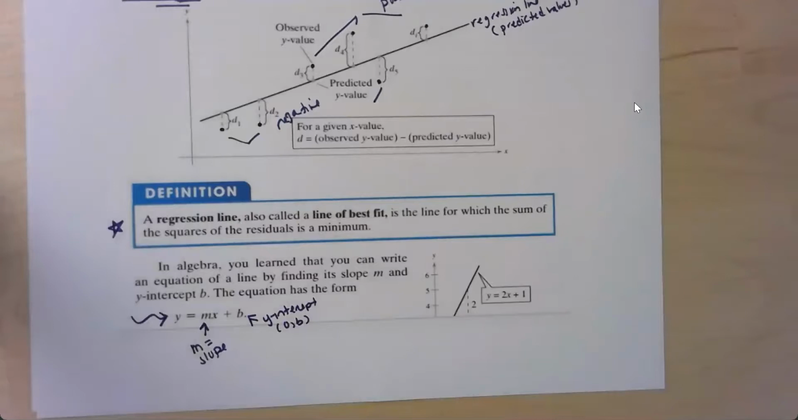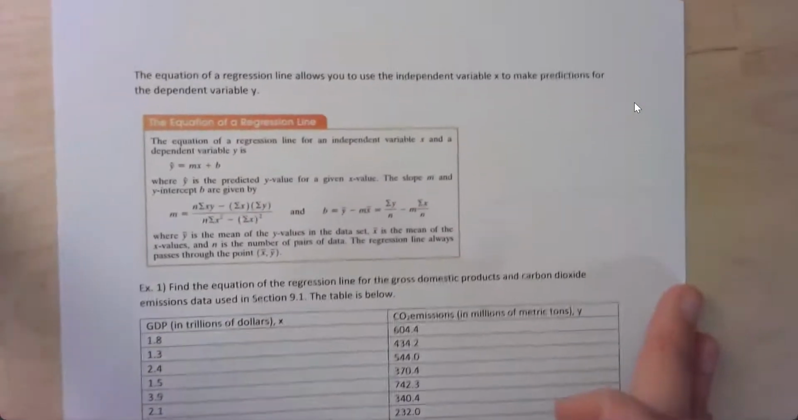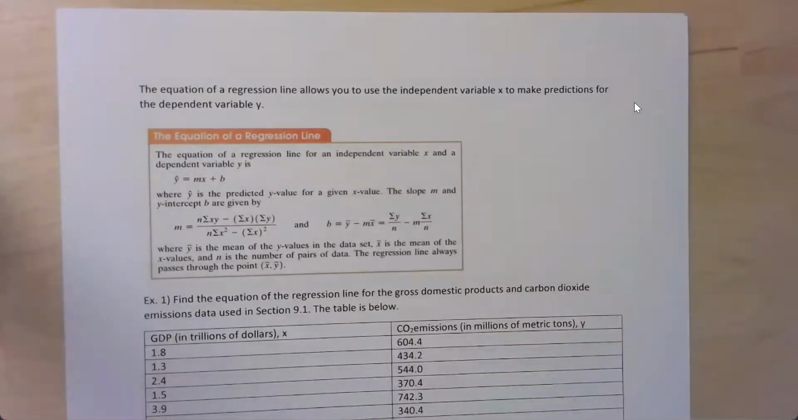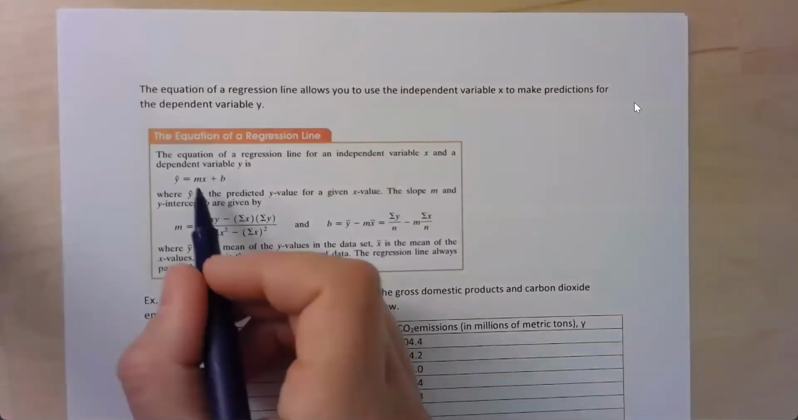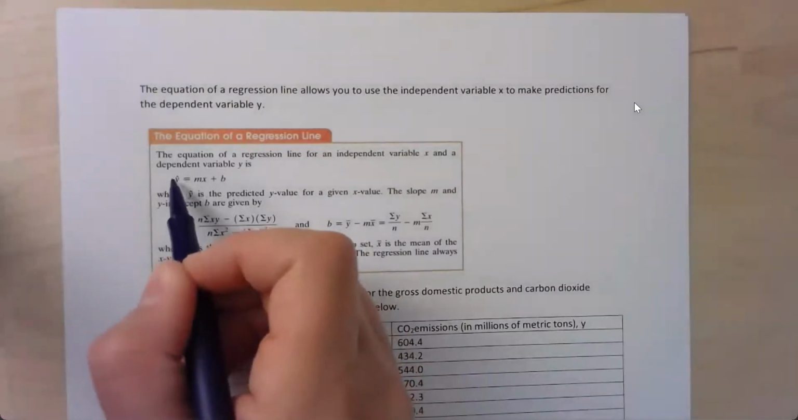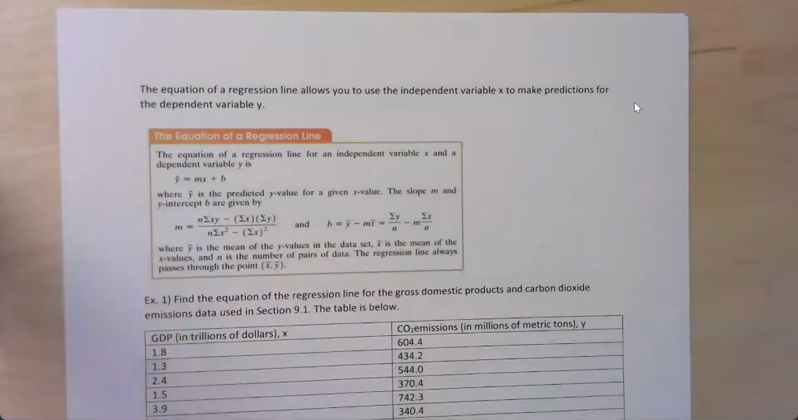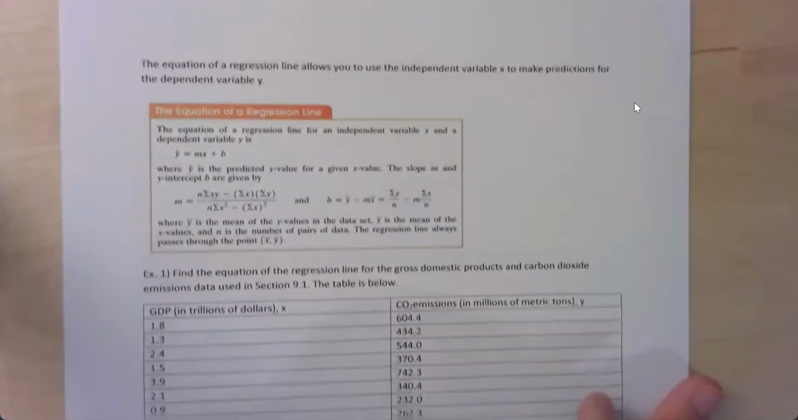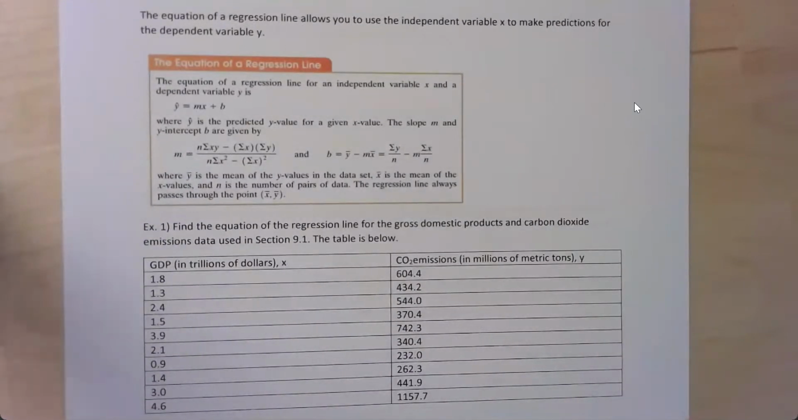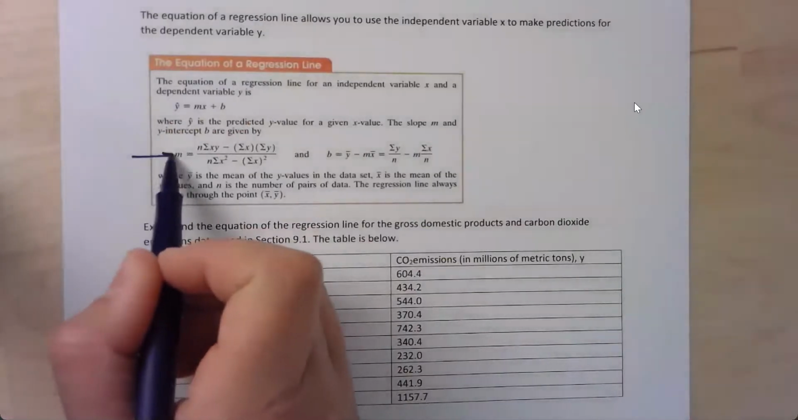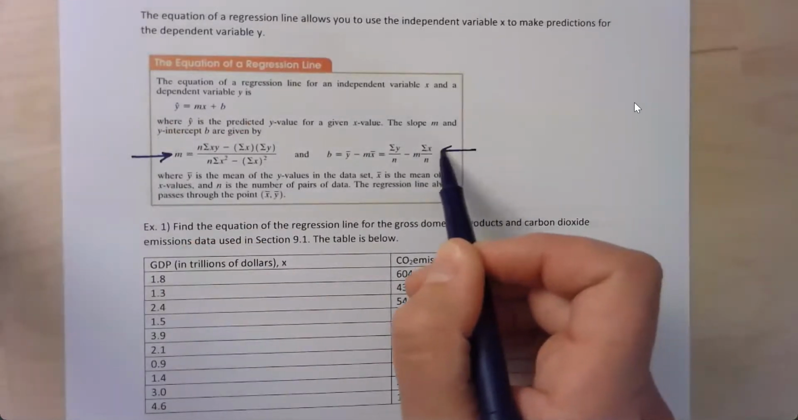So we're going to use this idea, this slope-intercept form, to help us find the regression line. Now, the equation of the regression line allows you to use the independent variable x to make predictions for the dependent variable y. And again, it uses that same mx plus b format. We use this little y hat to indicate that it is the regression line, a predicted line rather than the actual raw values. It's tedious to find by hand, but we can do it. The formula for m is this, and the formula for b is this.